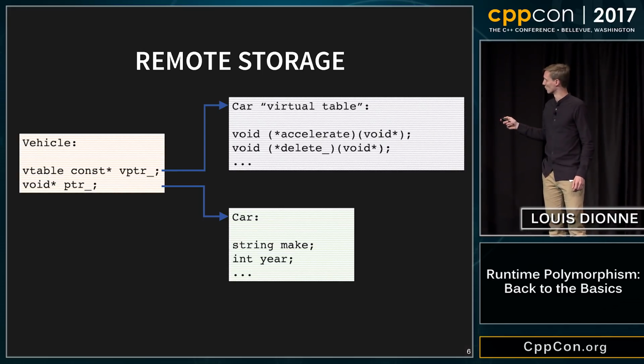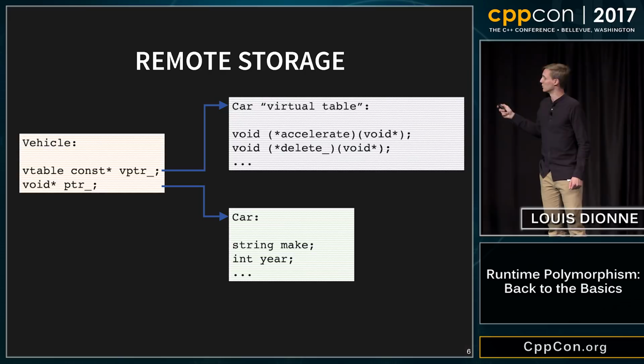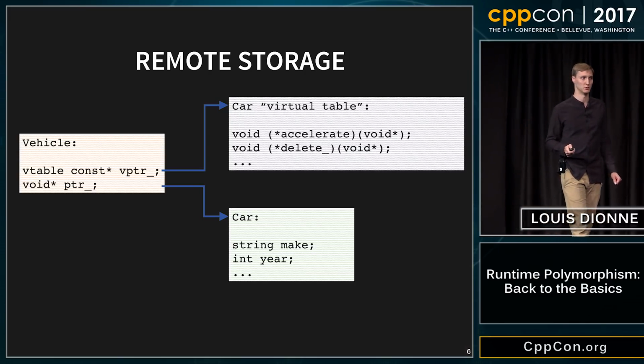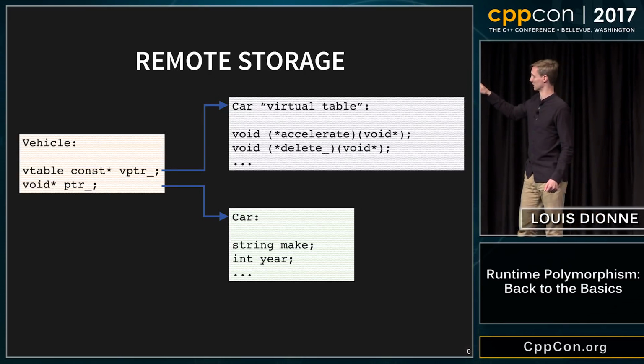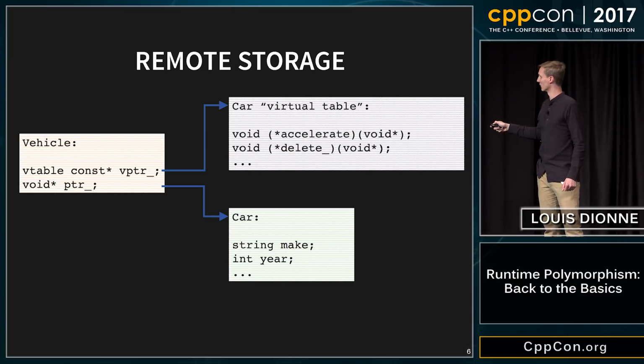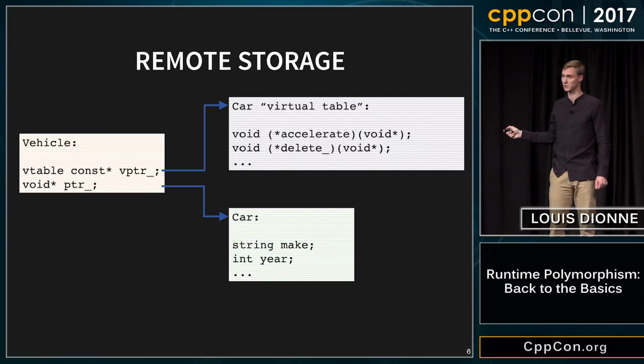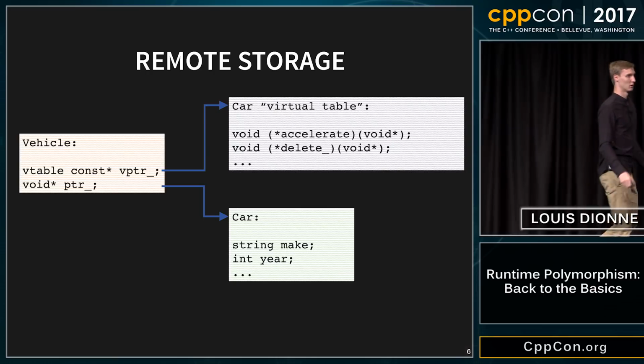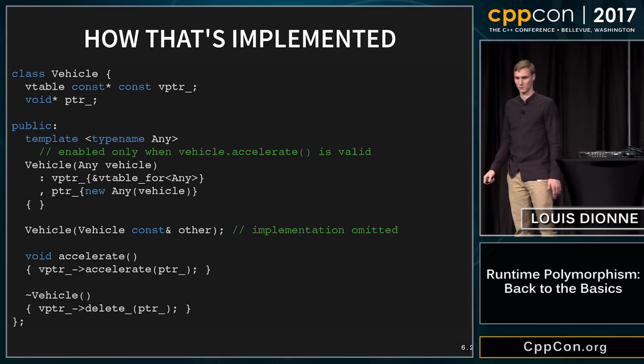So the idea is, what if you pull the vtable down into the vehicle itself? So the vehicle now has a pointer to the vtable and a pointer to the actual object. Okay. So let's see how we can implement that.